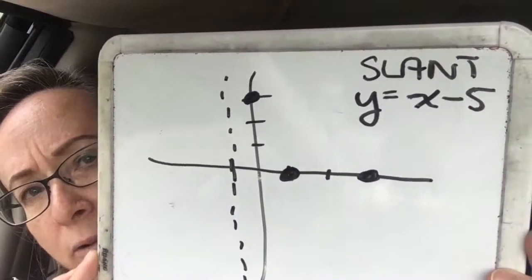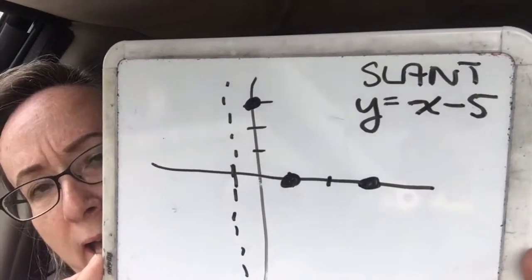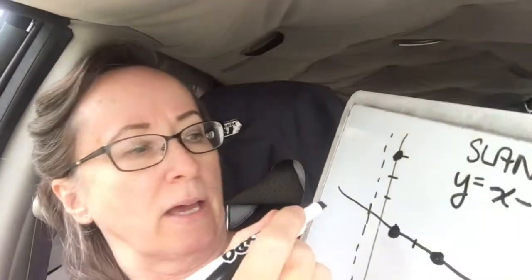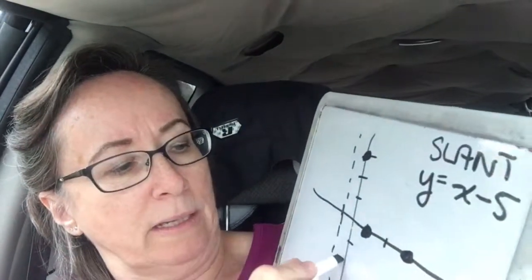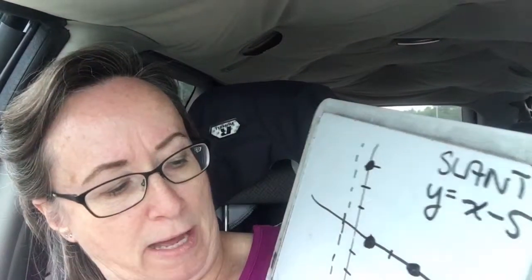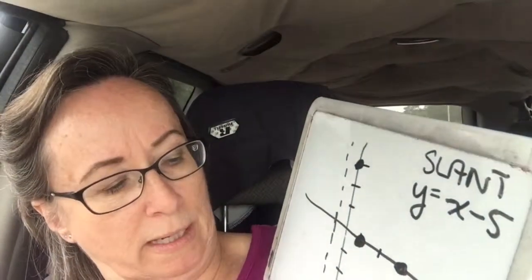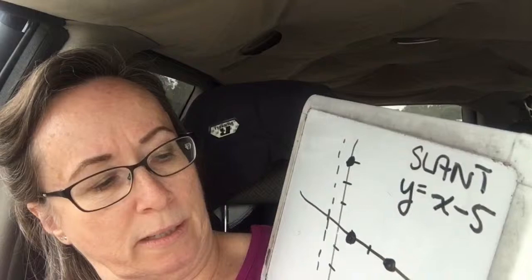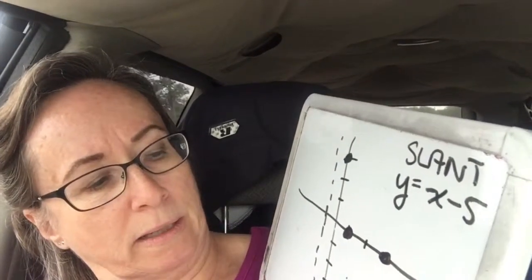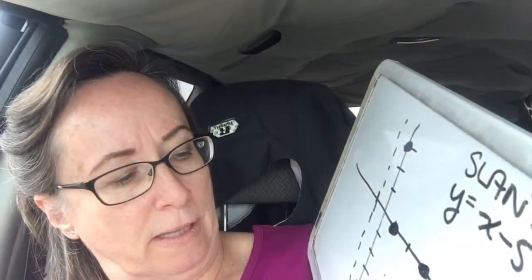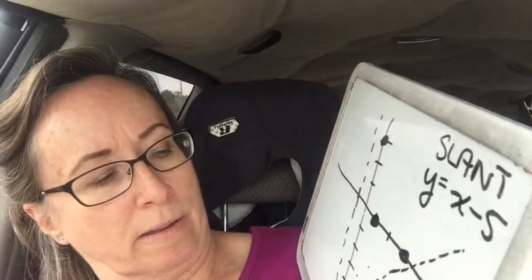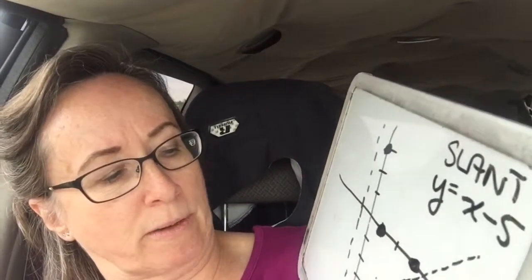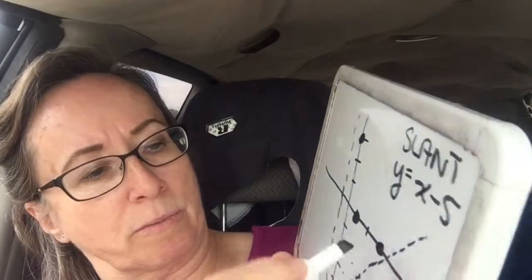The slant asymptote has a y-intercept of -5 and a slope of 1. So a y-intercept at 1, 2, 3, 4, 5, and a slope of 1. Up 1 over 1, up 1 over 1, up 1 over 1, and I have this slant asymptote. So there we go. Okay, so if it's going to be 1, 2, 3.